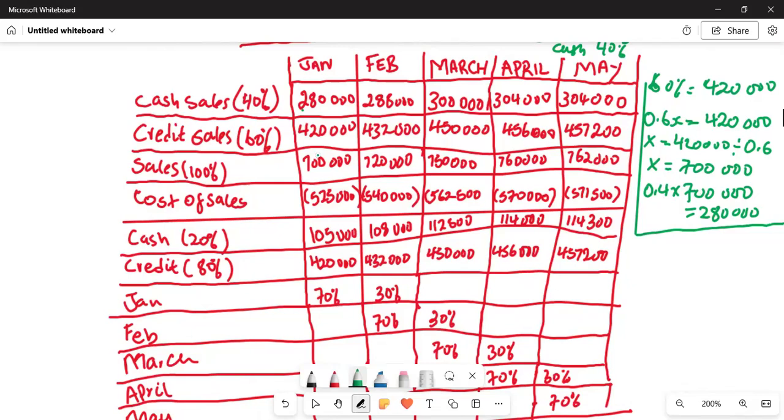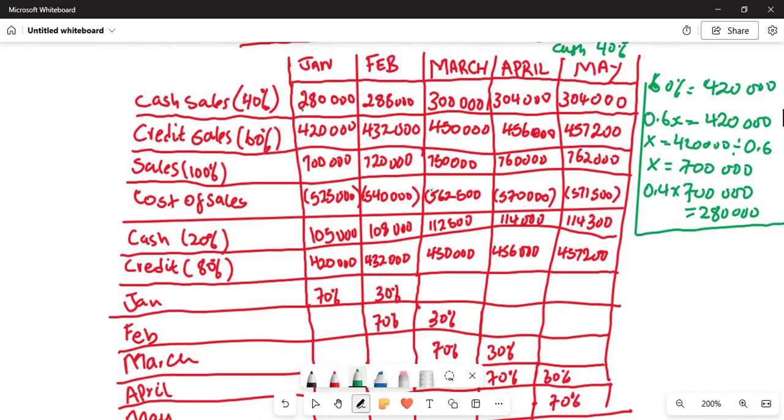So that is how we get our cash sales. When you add cash sales plus credit sales, they will give you 700, our total sales. Also from February, the same thing. When you add cash sales and credit sales, they will give you all these totals that are given here. Hope we understand each other.